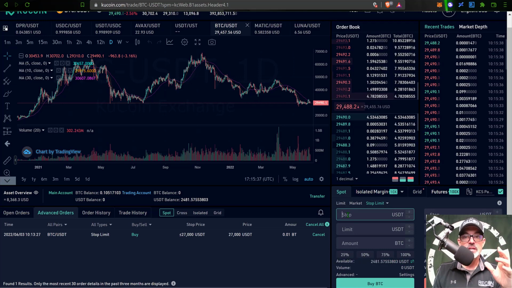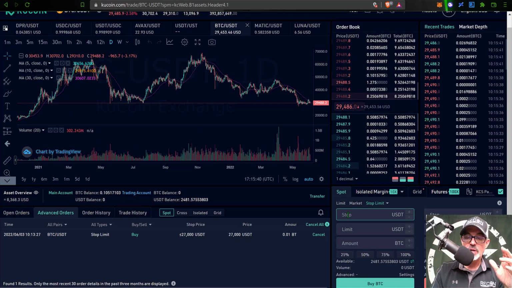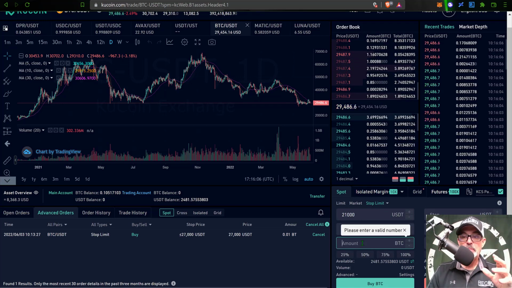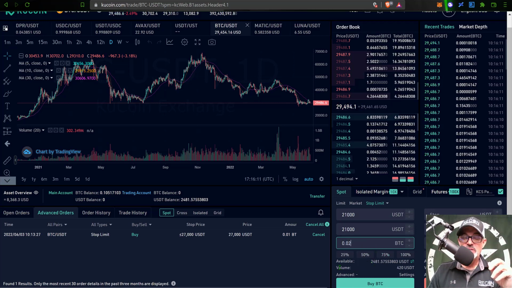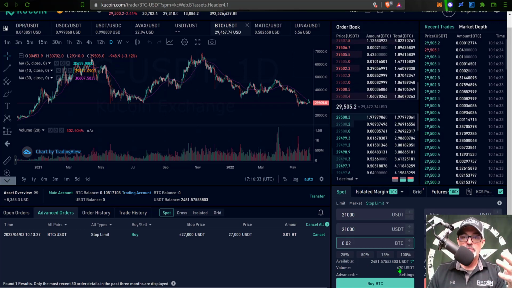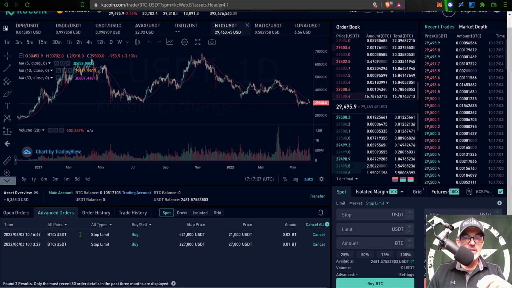Now let's set up our second limit order, and that was at a 21,000 target. And the limit price, I also want to buy at 21,000. And the amount I want to buy is 0.02 BTC. And you can see that will be around $420. Again, it's a little more than the spreadsheet, but it is close enough. And so now I just click Buy BTC. And now you can see the second stop limit order has appeared under my advanced orders for that $21,000 figure.